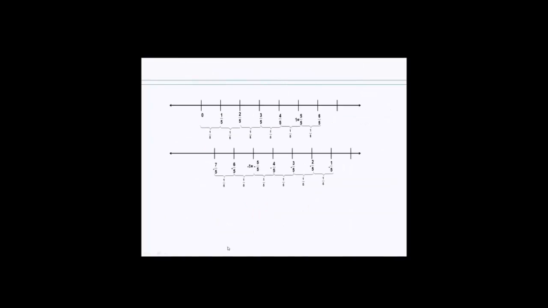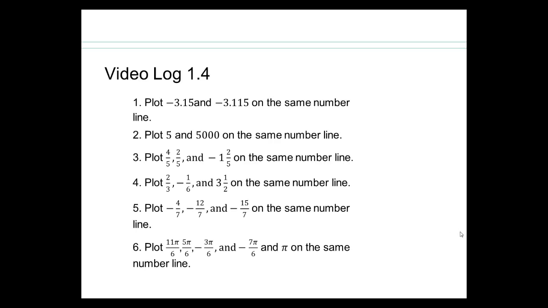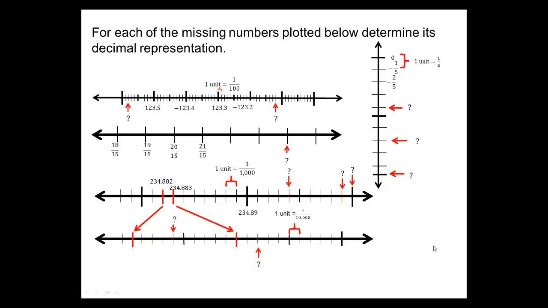So here's another overview of how to plot numbers on a number line. I'm doing it in fifths in this particular case. To practice what you have just learned, attempt these problems. 1 number line for each of the 6 questions here. And for the next set, you are given number lines and you're asked what these tick marks with question marks represent.